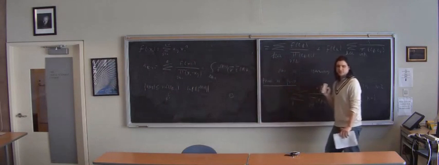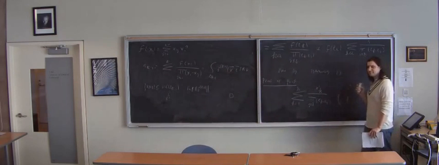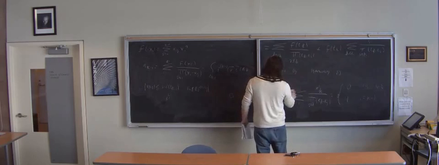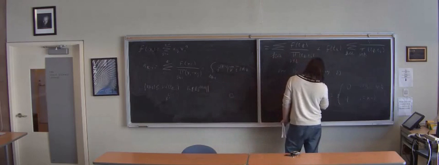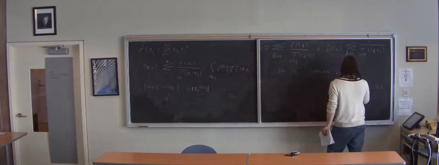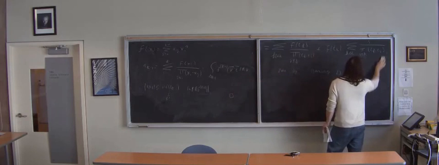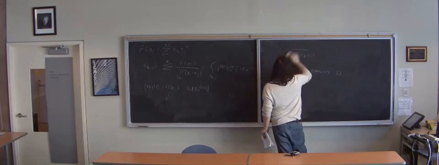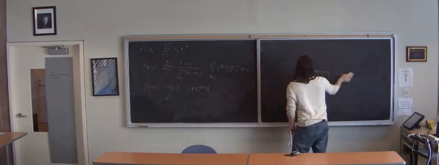Question? Can I read some more stuff? Alright, so now we're armed. The whole point is we're armed with a very general identity of the determinant of a bunch of functions at a bunch of points.